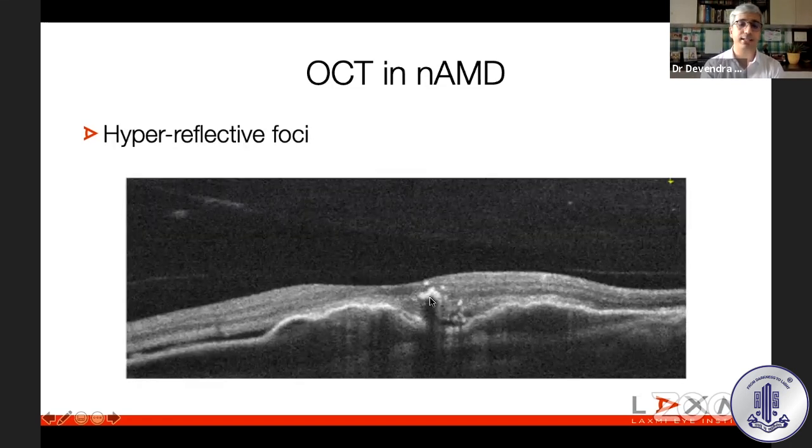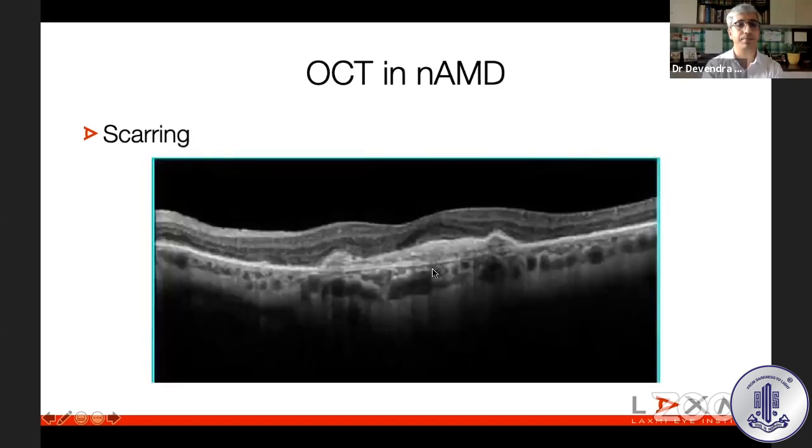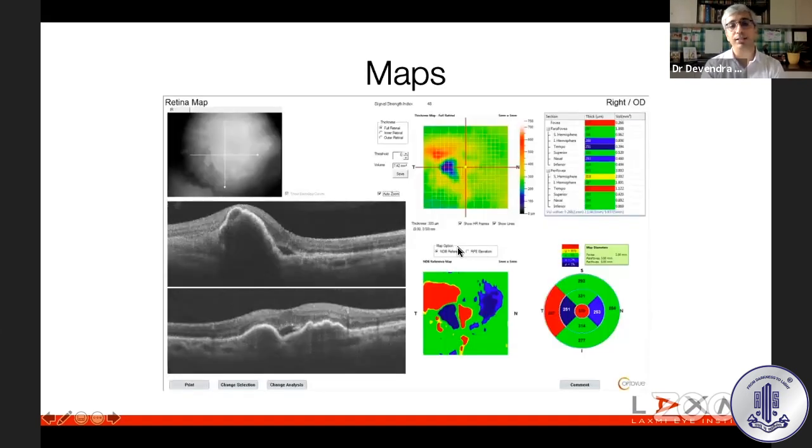And hyperreflective foci can sometimes be seen, which are accumulation either of inflammatory cells and microglia or exudates from the neovascular membrane, or in some rare cases, pigment derived from the RPE. And subretinal hyperreflective material, which is also thought to be either hemorrhage or resolving hemorrhage or fibrinous material that is exuded from the membrane. And the end result is the formation of a subretinal scar, which is an endpoint of treatment.